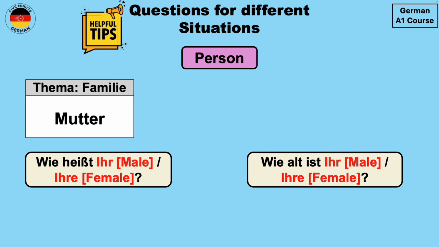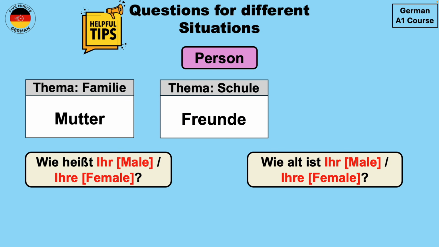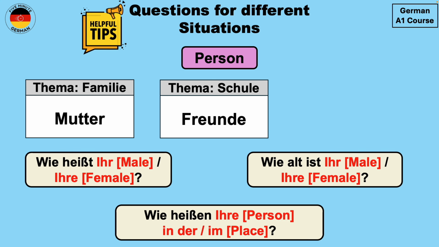Now if the word was for more than one person, for example Freunde, which is a plural meaning friends, and the topic was Schule, which is school, then you can use the question, wie heißen Ihre Freunde in der Schule?